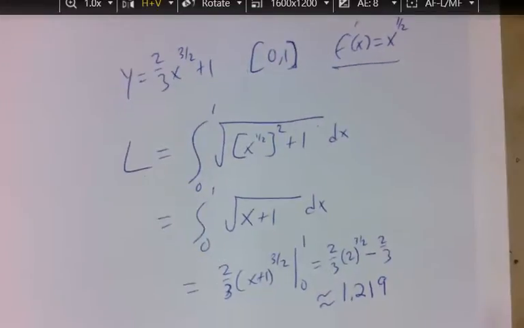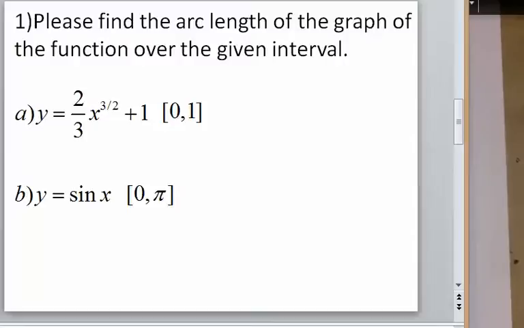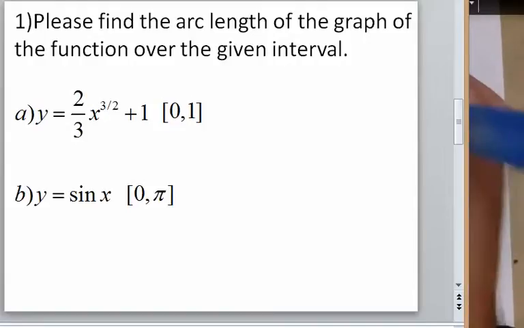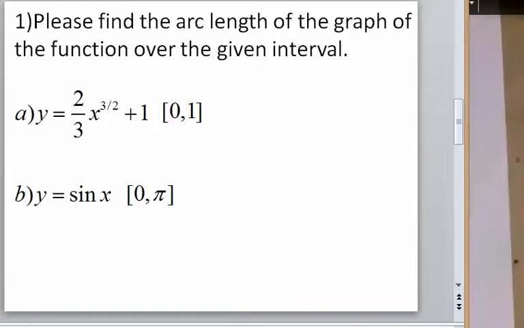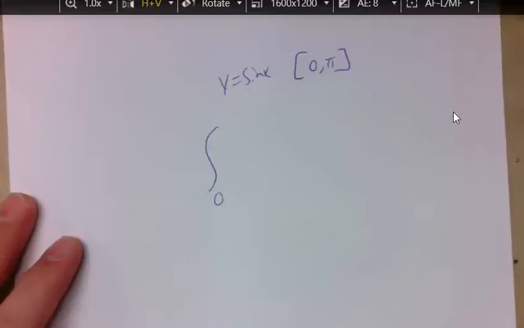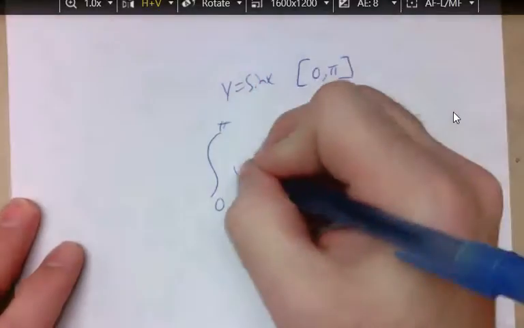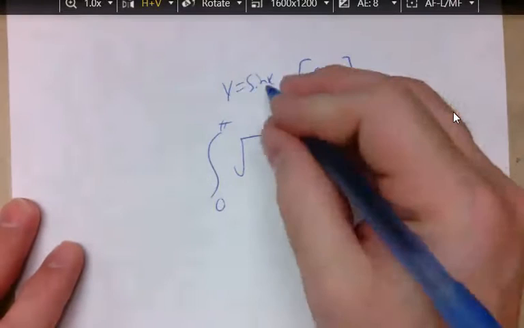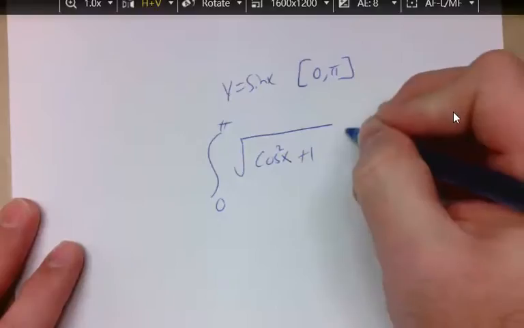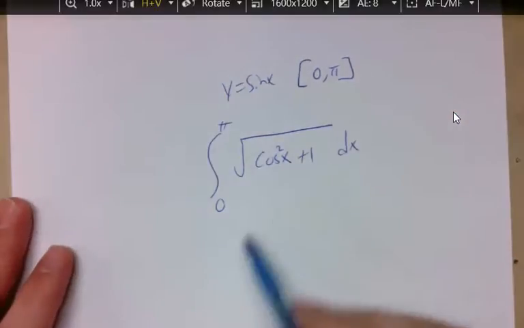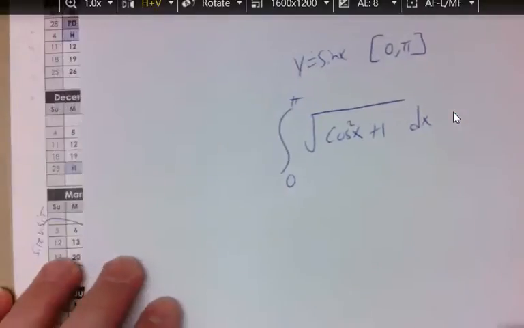All right, let's try the other one. Let me pull that back up. That one is a little tricky. Actually, sorry. y equals sine x from 0 to pi. Switch screens. So 0 to pi, square root. The derivative of sine, of course, is cosine, so it's going to be cosine squared plus 1 dx.